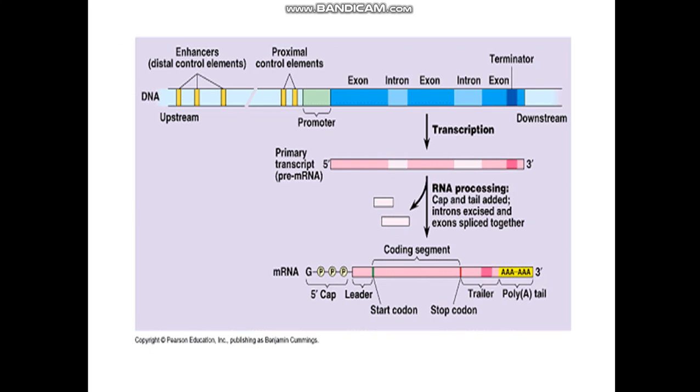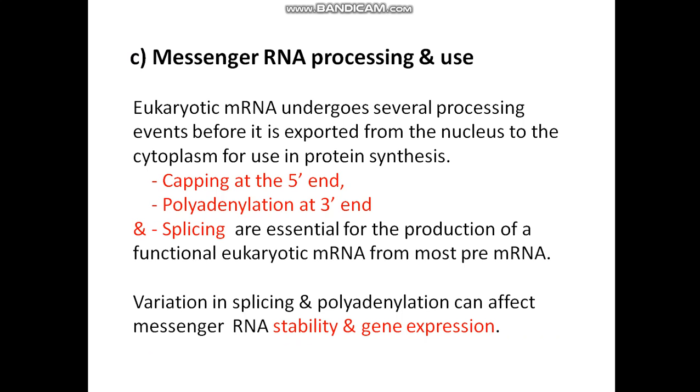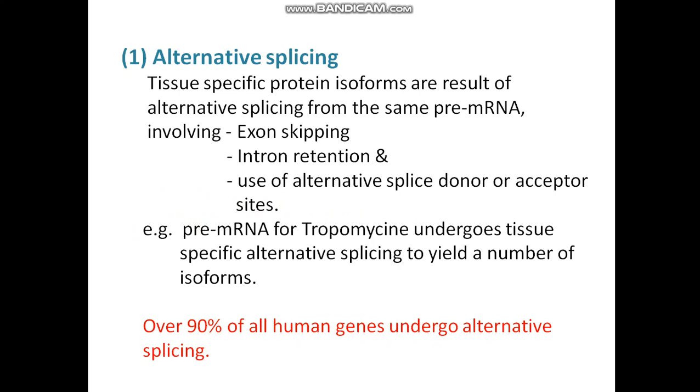Here we will discuss messenger RNA processing. You see messenger RNA capping and poly-A tail. Capping at the 5' end, polyadenylation at the 3' end, and splicing are essential for the production of a functional eukaryotic messenger RNA from most pre-messenger RNA. And variations in splicing and polyadenylation affect the stability and gene expression of the messenger RNA.